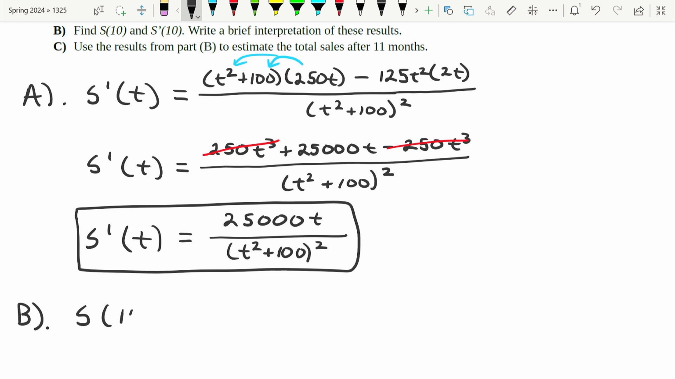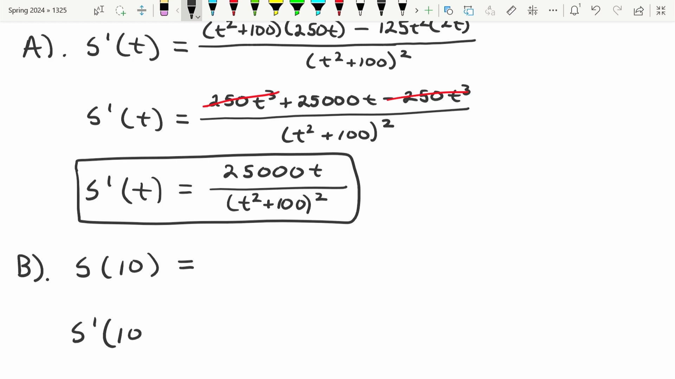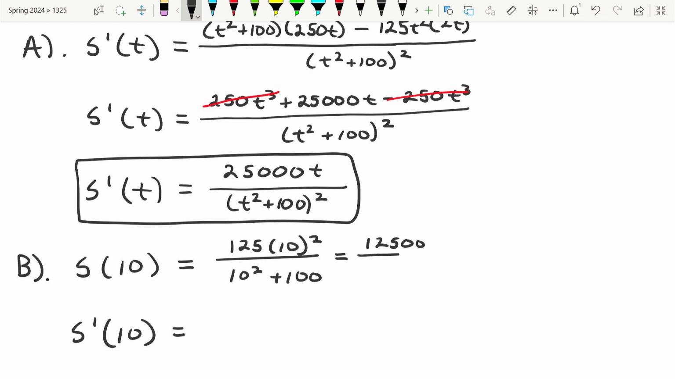So now it wants us to find the original function s of 10 and the derivative s prime of 10. Going back to the original function and plugging in the number 10, it would look like 125 times 10 squared over 10 squared plus 100. It's going to be equal to 12,500 over 200, or 62.5. Now that stands for the number of games sold in thousands, according to what they told us above.